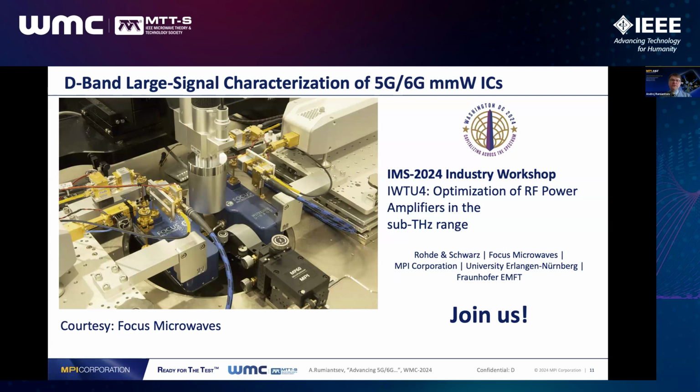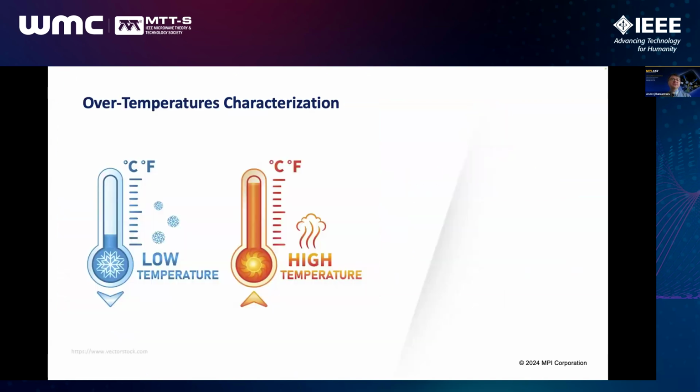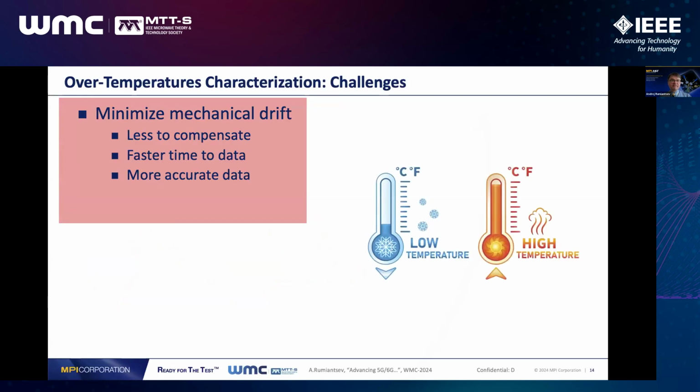Another important parameter is not only acquiring S-parameters for large signal RF characteristics of integrated circuits and devices, it is also to do it over a wide temperature range, as we mentioned before. Introducing the temperature parameter in our measurements adds another scale to an already multi-dimensional measurement program. At MPI, we focused on reducing the challenges associated with over-temperature device and integrated circuit characterization at the wafer level.